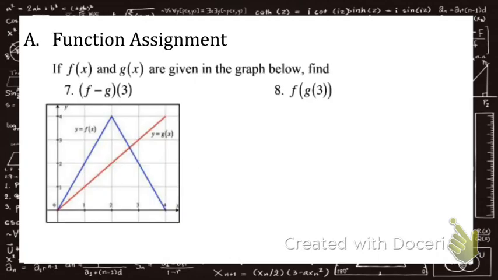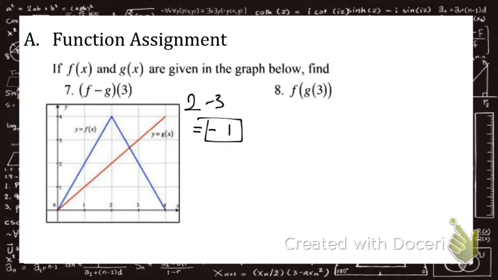It wants to know if you know how to read a graph and do different operations on those functions. So for the first one, f minus g of 3 essentially says to find f of 3 and g of 3 and then subtract them. So if I look at this graph, f of 3 from the blue one is equal to 2, and g of 3 would be equal to 3. So essentially they want to know what 2 minus 3 is. So if I do that, 2 minus 3 is equal to negative 1.